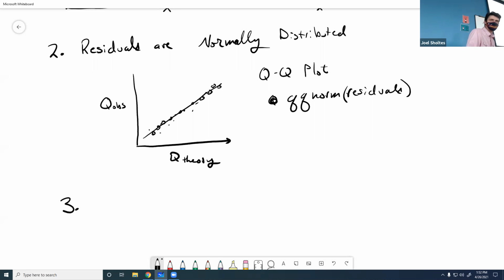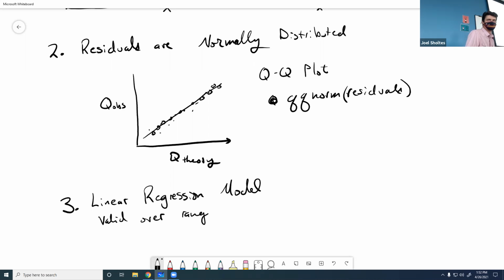The last key assumption is that our linear regression model, and this is a model, right? It's an equation that we use to predict things. So our linear regression model is valid over a range of data. And usually we think about this as our X values.